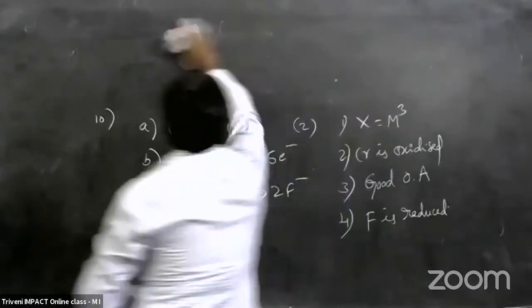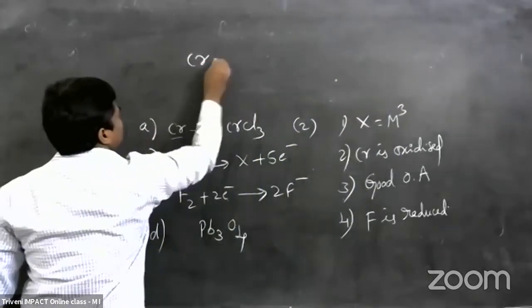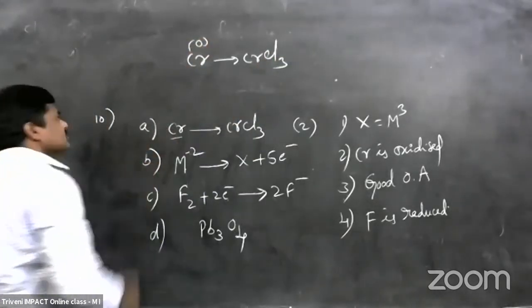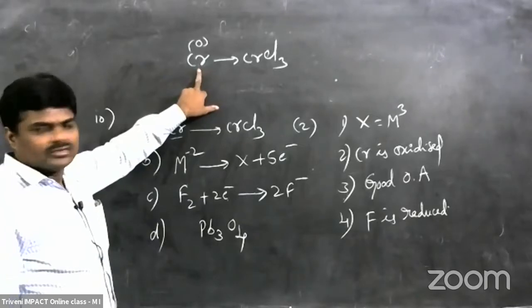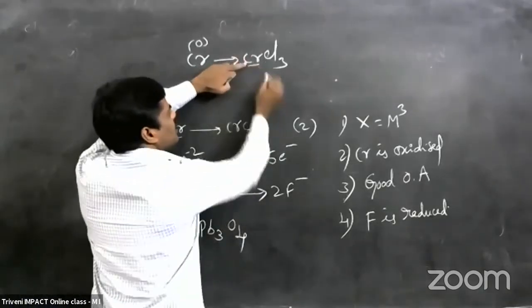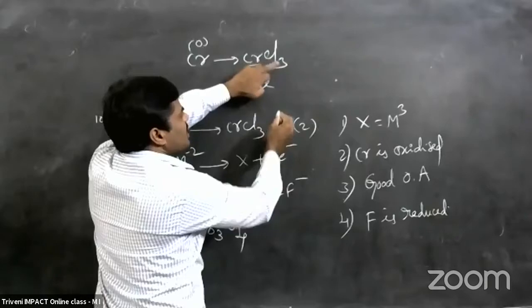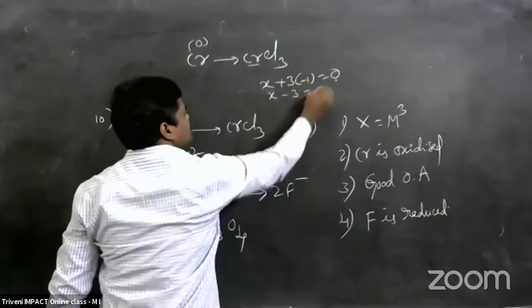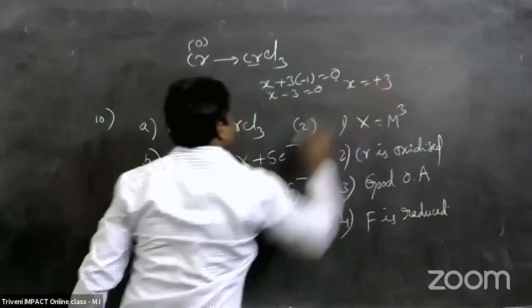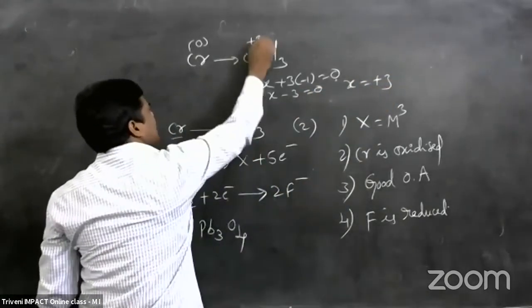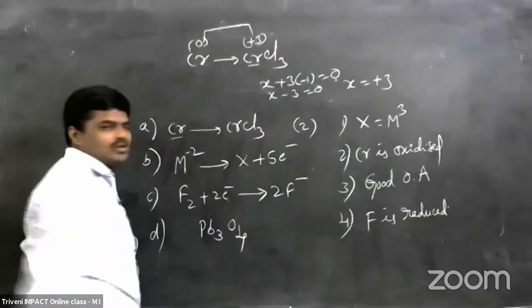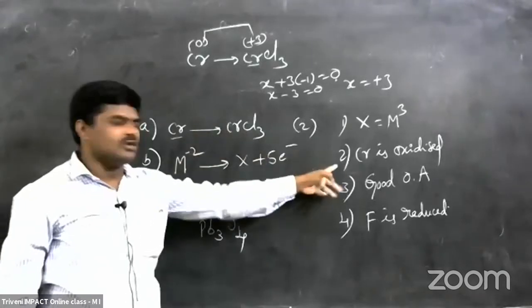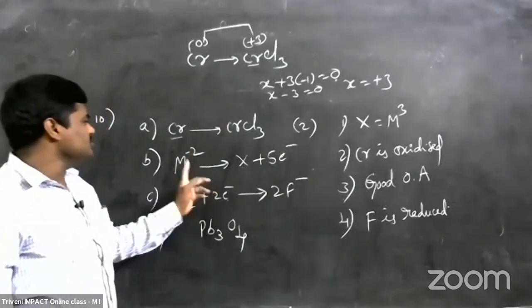The given equation is Cr gives rise to CrCl3. What is the oxidation state of Cr? 0. Why? Because it is in elementary form. Here the oxidation state of Cr, let it be X. 3 Cl atoms are there, so X plus 3 into minus 1 is equal to 0. So X minus 3 is equal to 0, X is equal to plus 3. So in CrCl3, Cr oxidation state increases from 0 to plus 3. Increase means that is oxidation. So Cr is oxidized. Simple.